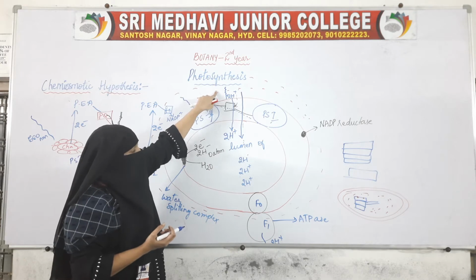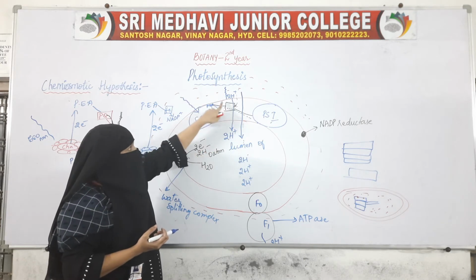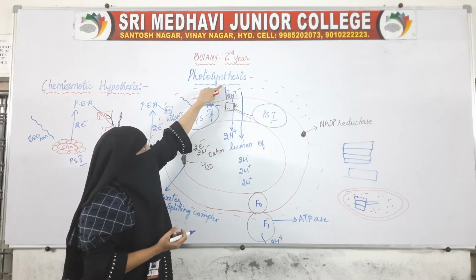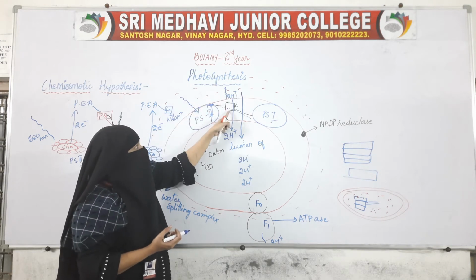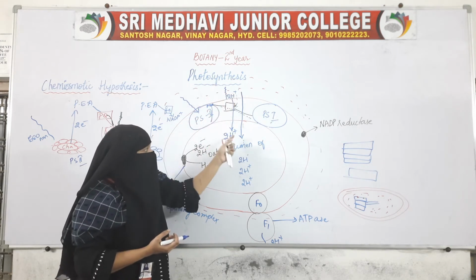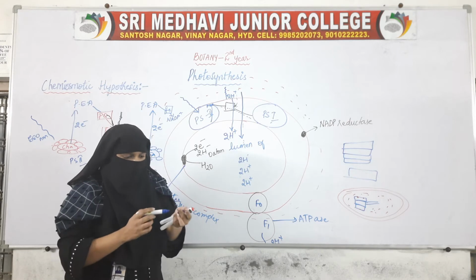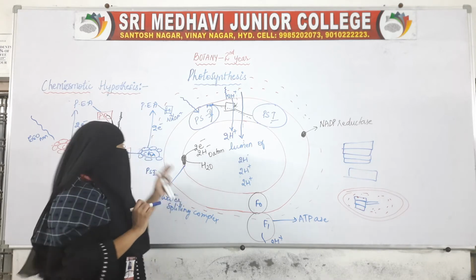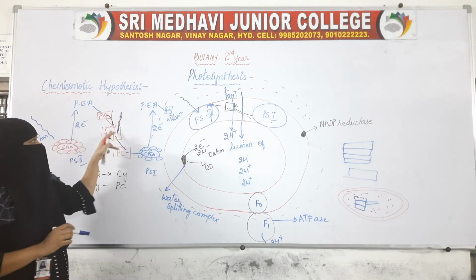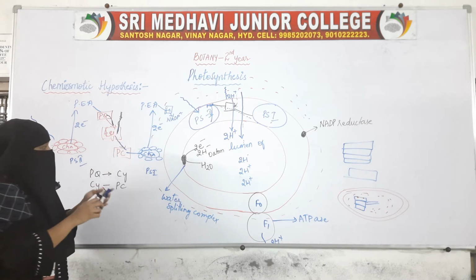This is the stroma and this is the lumen. This is the thylakoid membrane. So with the help of this energy, the cytochrome is pumping this proton into the lumen. This is happening. So this happened. Okay, now again what happened?